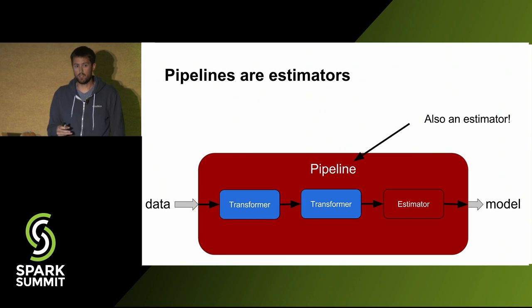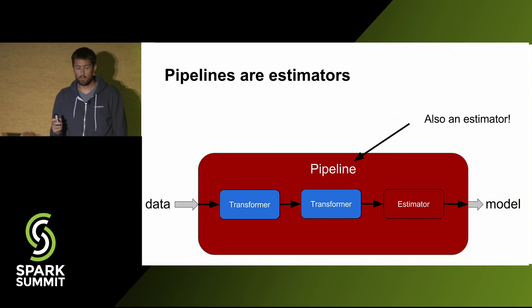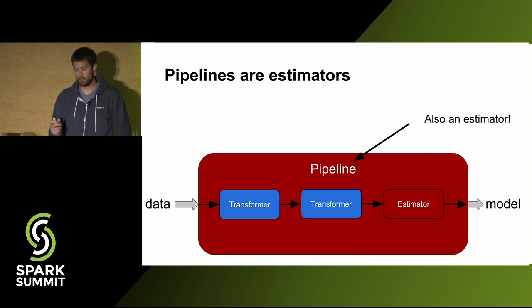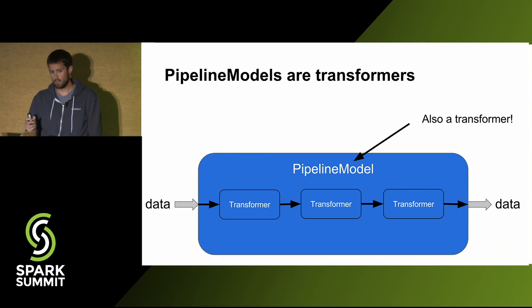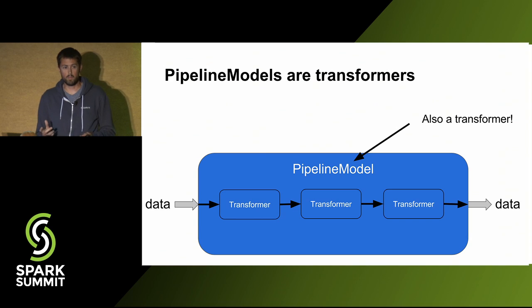So we said a pipeline was a collection of pipeline stages, and we now know that a pipeline stage is either an estimator or a transformer. So a pipeline with at least one estimator has to be fit. It has to learn on the input, the data that's input to it. So because that is capable of taking data in and producing a model out, a pipeline is also an estimator. And the model that it produces is called a pipeline model.